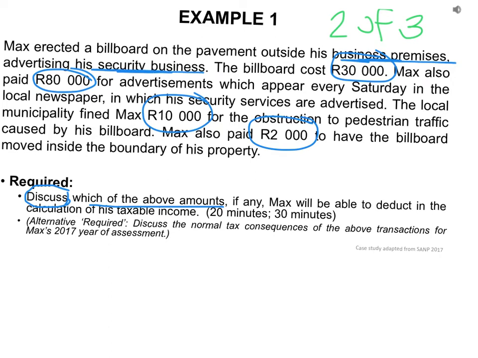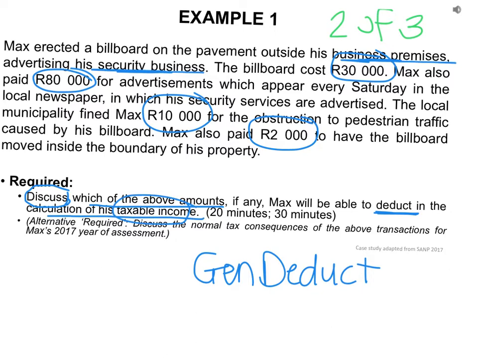If any, Max will be able to deduct, and ladies and gentlemen, if we talk about deductions at this point in time, the first thing that should jump out at you is the general deduction formula that we find within the Normal Income Tax Act. And deduct where? In the calculation of his taxable income. And if I read taxable income, immediately I know we are talking about a framework. Do I know what that framework looks like? Yes, I've got gross income, less exemptions gives me income, less deductions gives me taxable income.